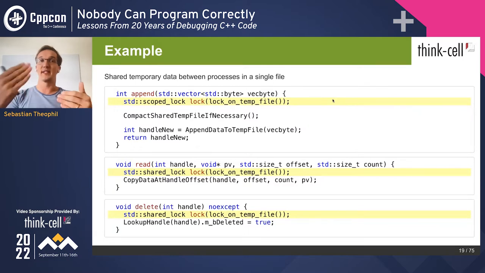So I told you that several processes try to access this temporary data at the same time. Now here I'm taking locks on a file, actual file locks. Is that a good synchronization mechanism for inter-process synchronization? Yes, it is. That's why I've written it that way. But file locks are not a good synchronization mechanism for multi-threaded access.